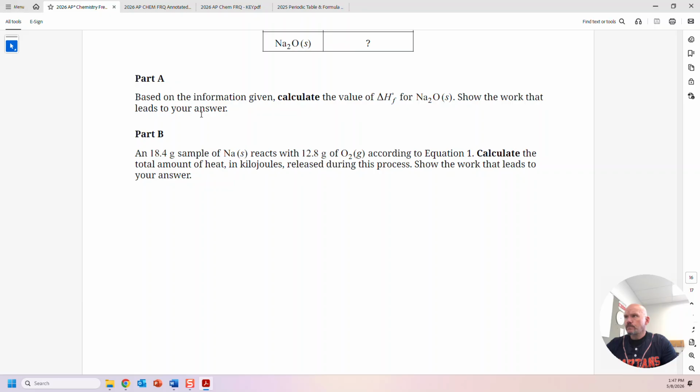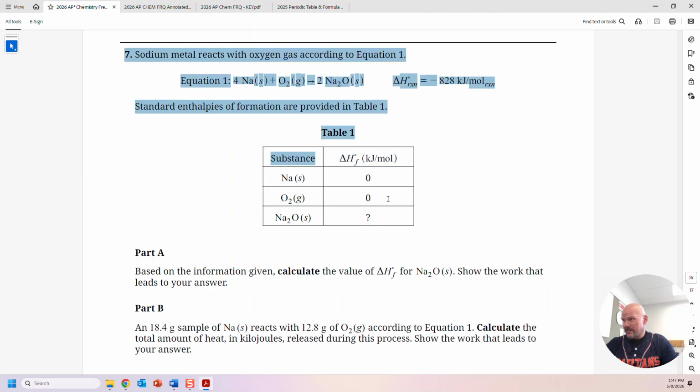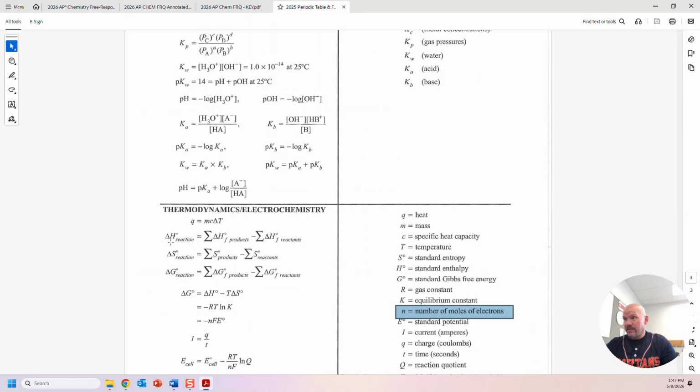All right. So I'm given a reaction, okay? I'm given the delta H of the reaction. It's negative. I know it's exothermic, okay? I'm given molar heats of formation. So maybe I'm thinking on my formula sheet, I might have to use this equation, right?